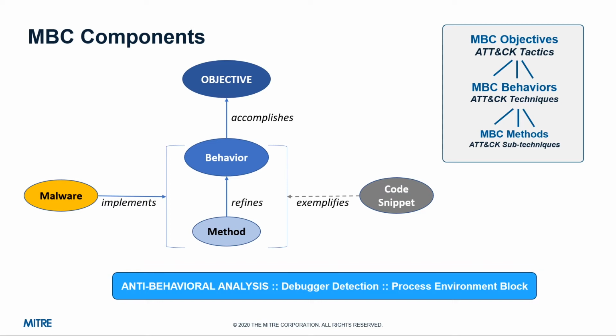And then these three components have equivalents in ATT&CK. Objectives are like tactics, behaviors are like techniques. MBC defined methods before ATT&CK defined sub-techniques, so they're a bit different, but they serve a similar purpose. And in MBC, we're also building a collection of malware that exhibit the different behaviors and methods. We haven't done it yet, but we're planning to build a library of code snippets that exemplify each behavior.